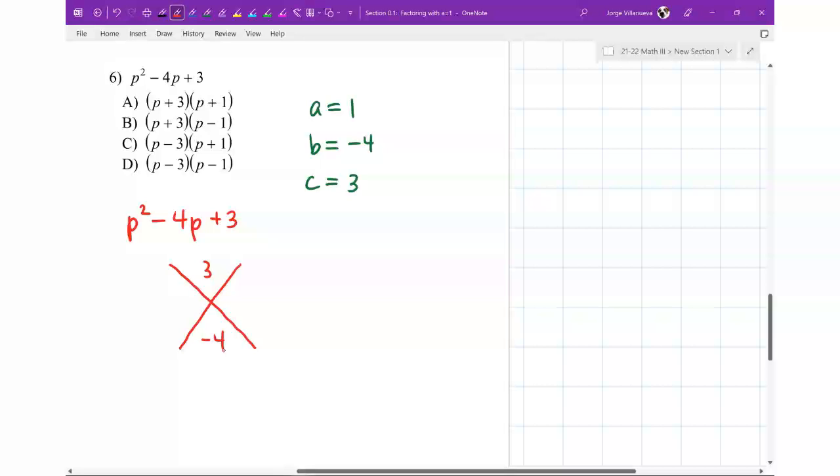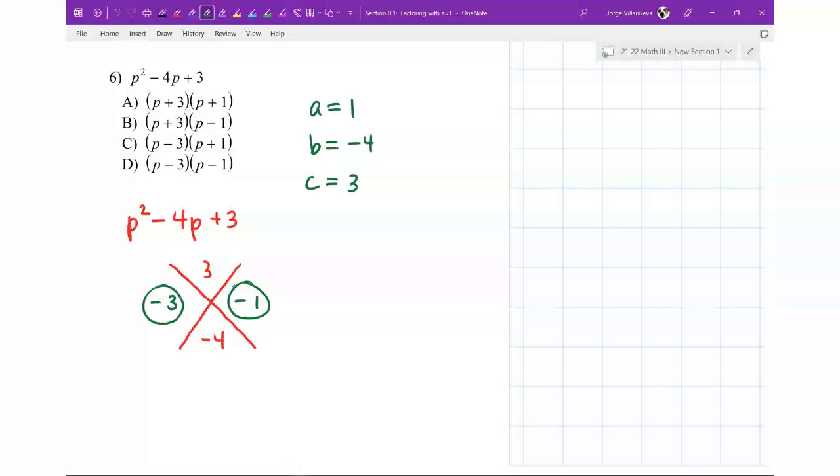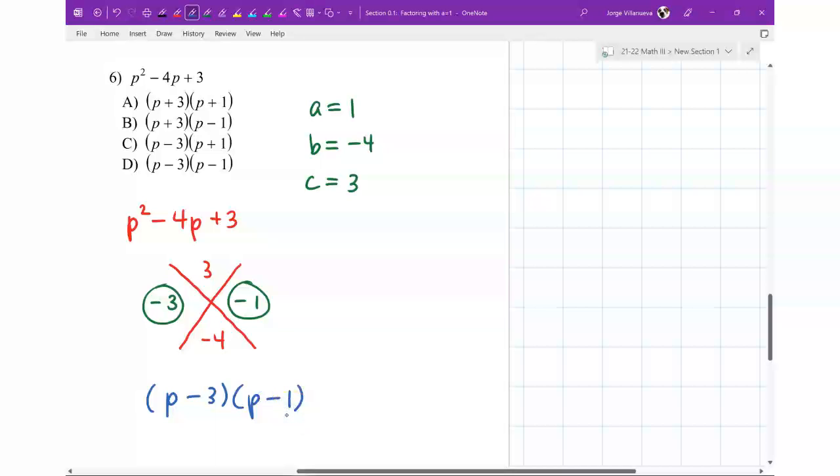Okay, so I need two numbers that multiply to 3, but they add up to a negative 4. What numbers? All right, negative 3 and a negative 1. Those will work. Because negative 3 times a negative 1 is a positive 3, so that's good. That's the top number. Negative 3 minus 1 is negative 4. Those add up to a negative 4, so that's good. So I'm just going to write down my answer. P minus 3, P minus 1. That's letter D.